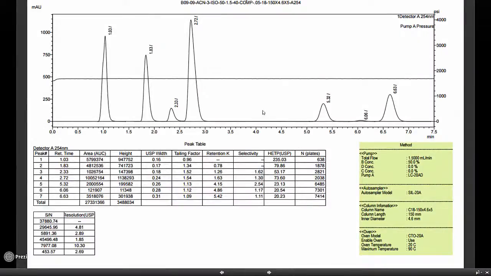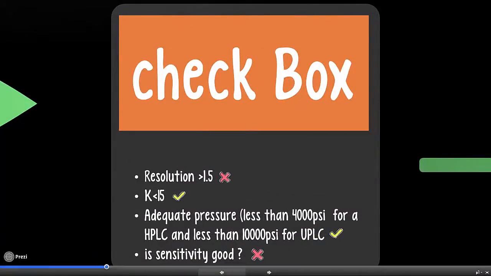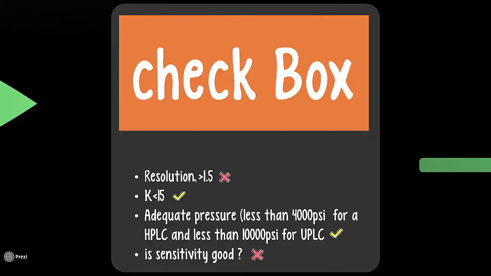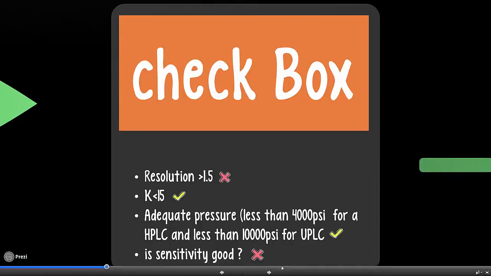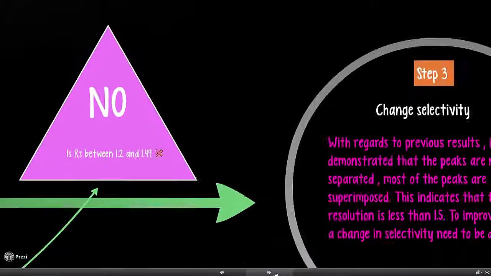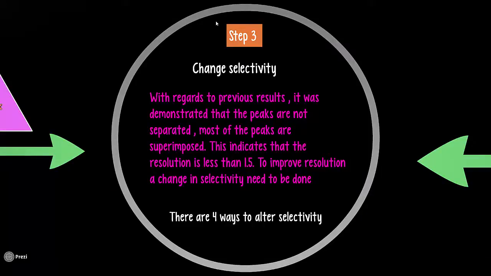And here this is the chromatogram when we were using 50% B. If you look at the checkbox, we were able to achieve a K less than 15, but the resolution is actually not that great because it's still less than 1.5, and pressure is good. So the resolution is now between 1.2 and 1.49, still less than this. So the next thing we do is move to step 3, which is basically we change the selectivity.